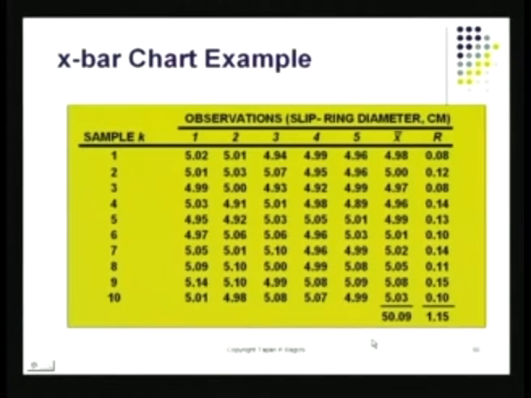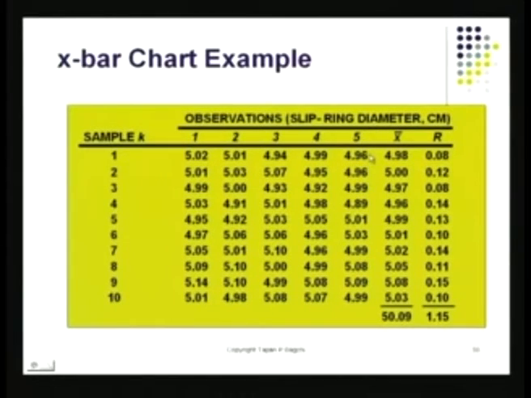Let's try to do some of these calculations. Let's try to see if we could come up with the quantities to be able to do our calculations here. Now, let's first become familiar with the table itself. 10 samples have been collected. So, sample number 1 has got 5 individual data pieces. These are the X values. X1 is 5.02, X2 is 5.01, X3 is 4.94, X4 is 4.99, X5 is 4.96.